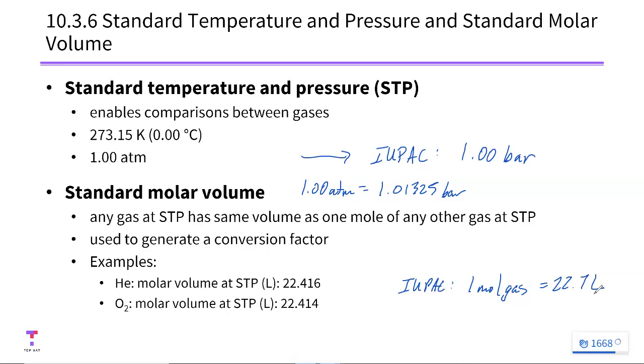Which is why, if you think back to that lab, you were asked to compare your value to 22,700 milliliters. That 22,700 milliliters was the IUPAC definition of the molar volume. It's also why when you did your conversions, instead of 760 millimeters of mercury or 760 torr, you did 750.7. Same reason. That was the torr equivalent of 1 bar.